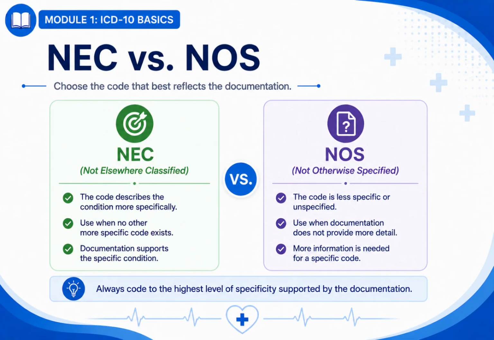You'll frequently encounter the abbreviations NEC and NOS while coding. NEC stands for Not Elsewhere Classified. It means the provider documented the condition clearly, but there isn't a more specific ICD-10-CM code available. NOS stands for Not Otherwise Specified. In this case, the provider's documentation doesn't include enough detail to assign a more specific code. Understanding the difference between these two abbreviations is an important skill for every medical coder.